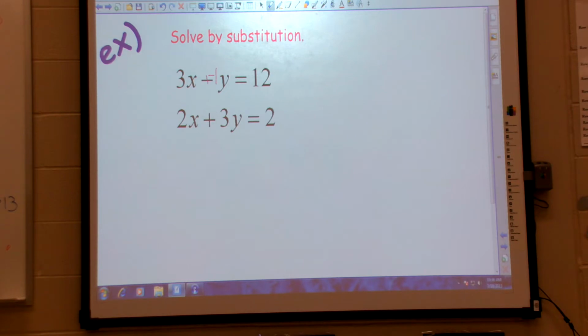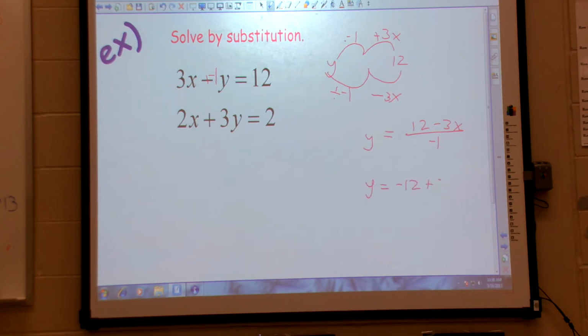Of course, if you're error diagramming, that's just times a -1 plus a 3x gives me 12 minus 3x divided by -1. So I have 12 minus 3x all divided by -1 is y. Or in other words, y is -12 plus 3x. And no, before you ask, you don't have to error diagram, but you do need to show work of some kind.